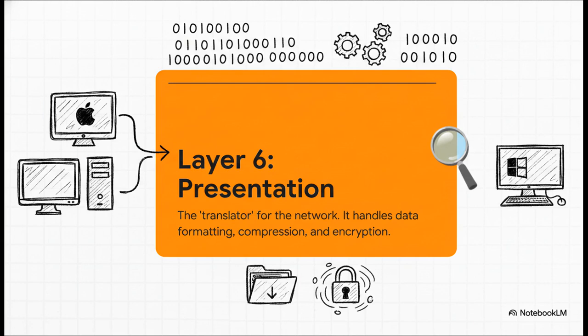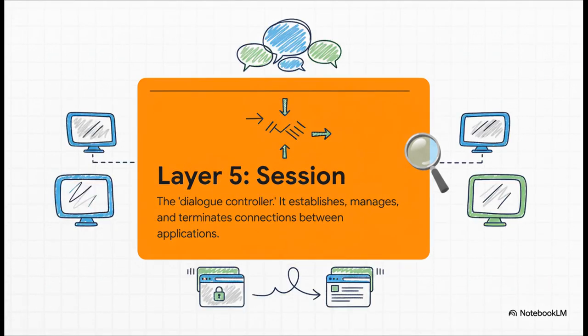From there, your data heads down to layer 6, the presentation layer. You can think of this layer as the network's universal translator. It's the reason data sent from a Mac can be understood by a Windows PC. It handles things like data formatting, compression to make files smaller, and really important stuff like encryption to keep your data safe.